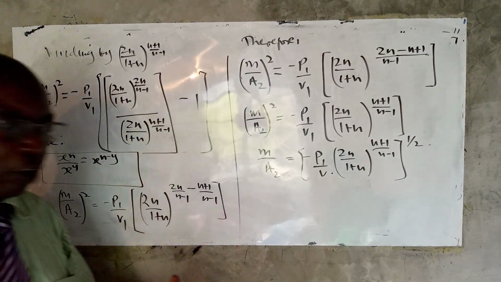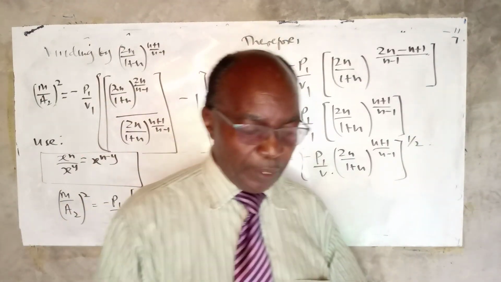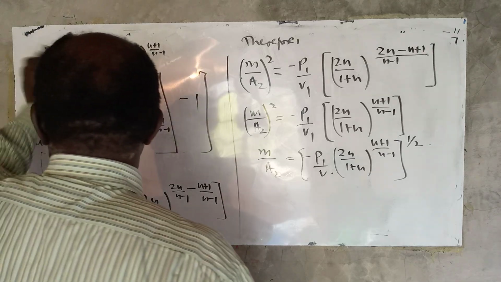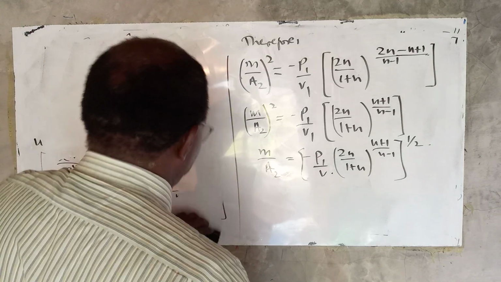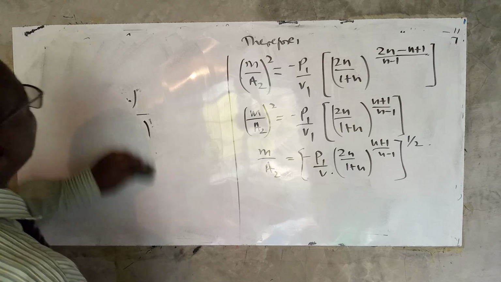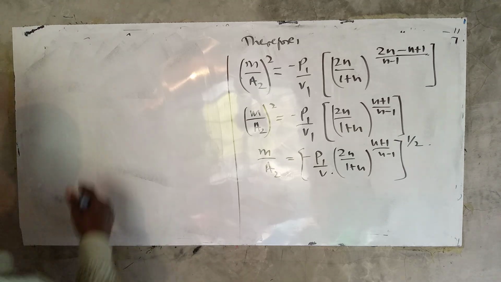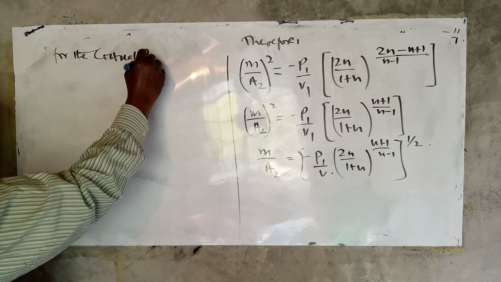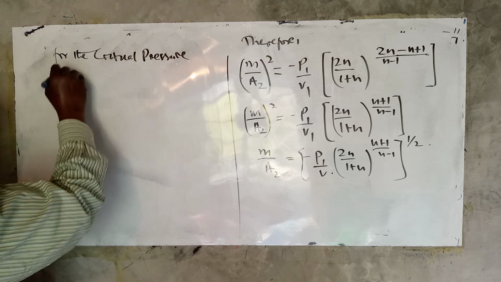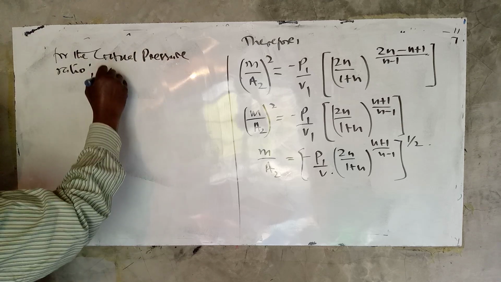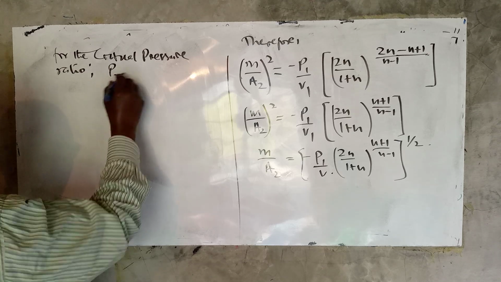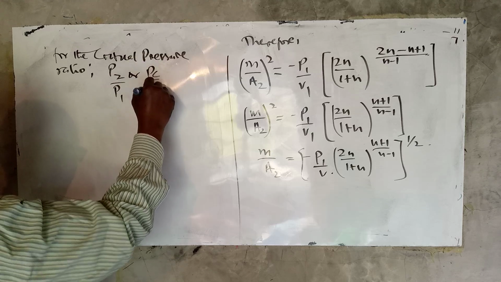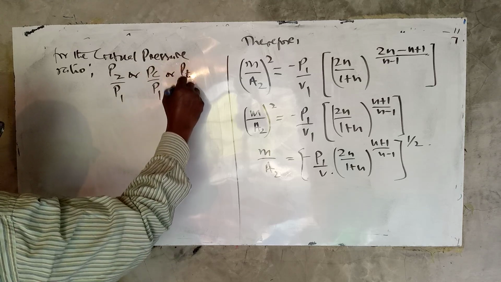Now, we have seen the critical pressure ratio. That is where we have the pressure at the throat and the initial pressure. And we call the pressure at the throat the throat pressure or the critical pressure. So just note that for the critical pressure ratio, which we call P2 over P1, or we call it PC over P1 or PT over P1.